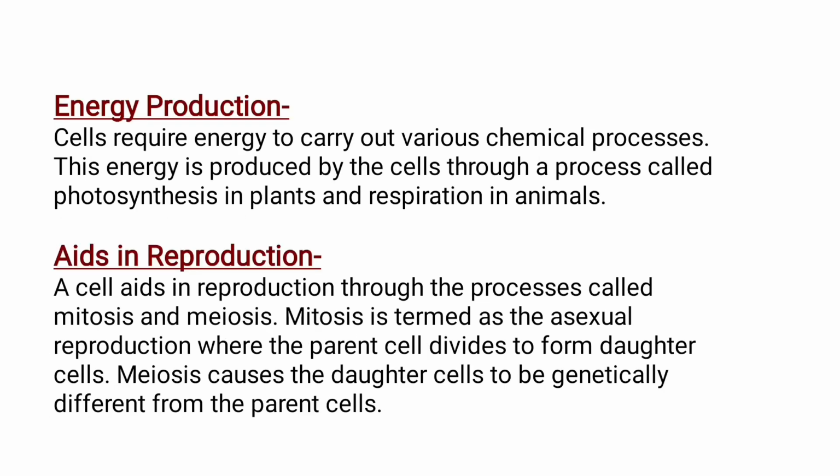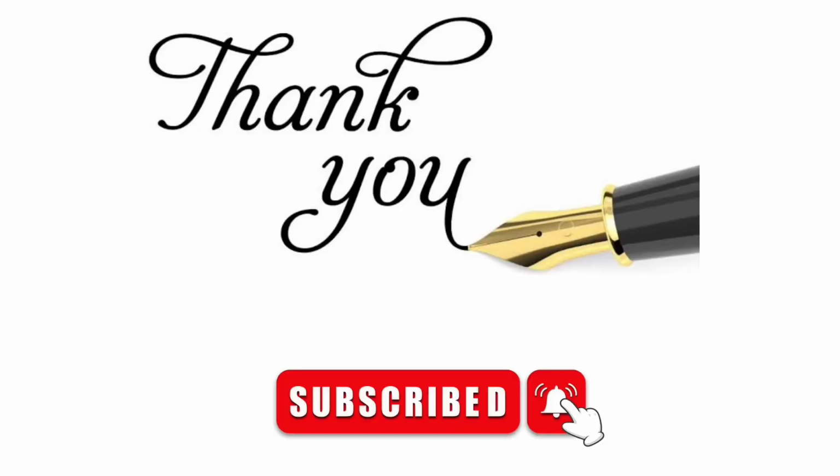Energy production. Cells require energy to carry out various chemical processes. This energy is produced by the cells through a process called photosynthesis in plants and respiration in animals. Aids in reproduction. A cell aids its reproduction through the processes called mitosis and meiosis. Mitosis is termed asexual reproduction, whereby the parent cell divides into daughter cells. Meiosis causes the daughter cells to be genetically different from the parent cell.